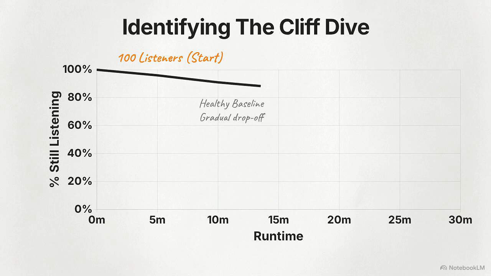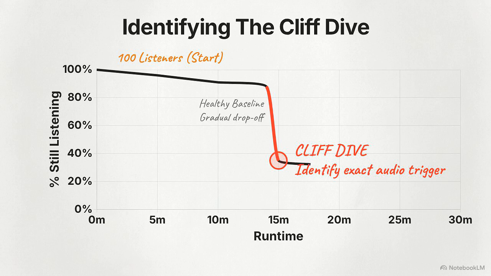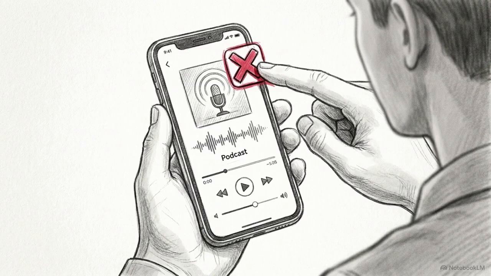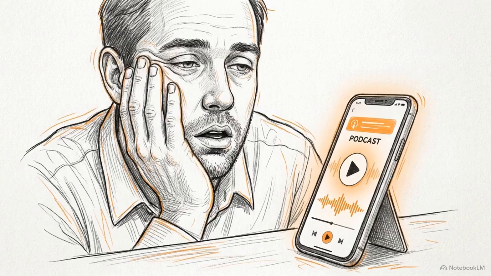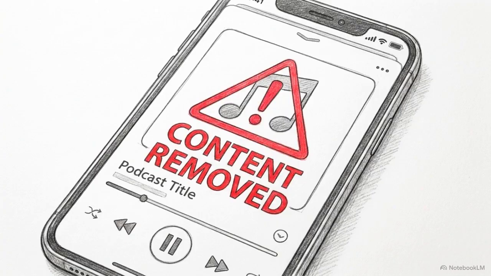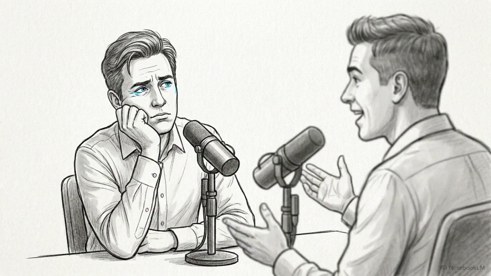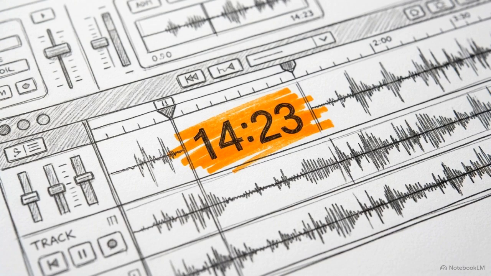The cliff dive is different. It's the exact timestamp where listeners abruptly abandon the episode, causing retention to plummet vertically. These mid-episode mass exits are the specific points where your marketing efforts fail to convert. They are usually triggered by production errors, such as dragging out a summary, playing copyrighted music, or losing the conversation's thread. Look at the exact timestamp of that drop-off.